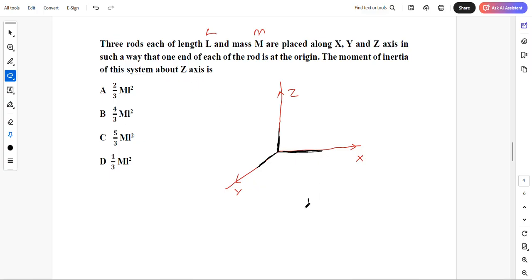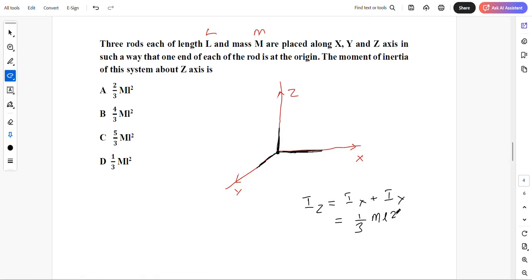So how much? Iz will be equal to what? Ix plus Iy, that is equal to I corner. What is the formula? Just now we have seen I corner is 1 by 3 ML square. No contribution of this one, because this rod is lying along the z axis. Therefore, contribution of this one is not there.